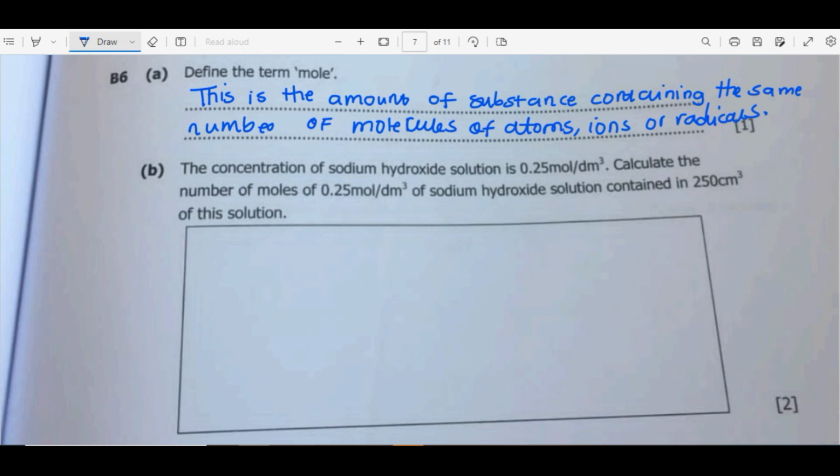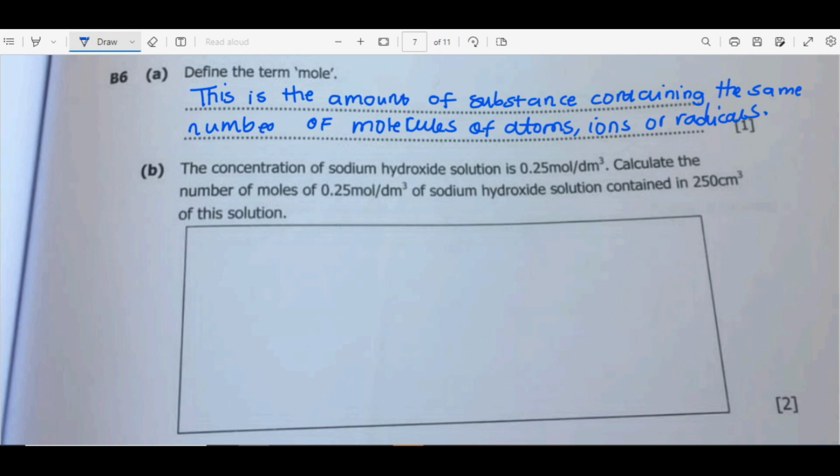Now let's have question B. The concentration of sodium hydroxide solution is 0.25 mole per decimeter cubed. So we are given concentration. Calculate the number of moles of sodium hydroxide contained in 250 cubic centimeter of this solution.